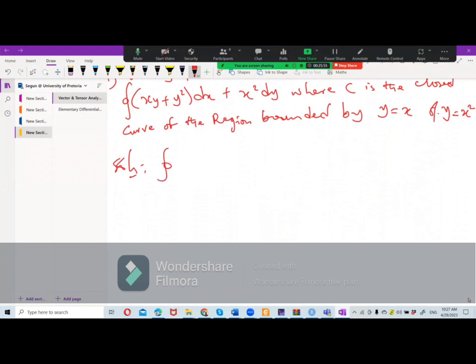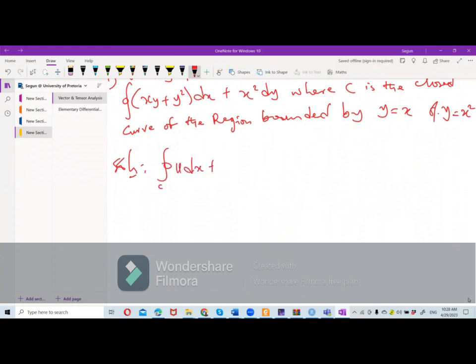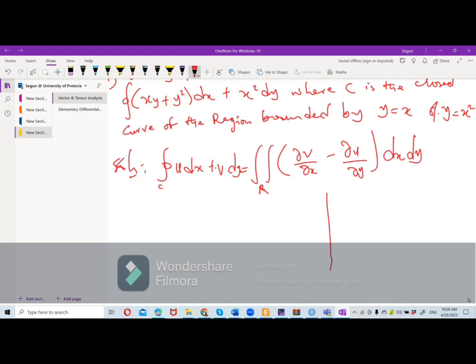We have the closed integral over the curve of u dx plus v dy is equal to the double integral over R of (dv/dx minus du/dy) dx dy. So in this case now we have this angle, we have this.